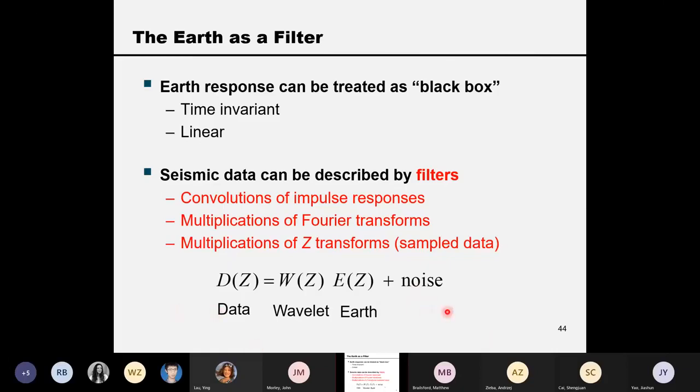So this is the assumed model, and because of superposition, in terms of mathematics, we call it convolution, right? In the Fourier transform domain, we can do the modification. The Fourier transform in this lecture is equivalent to the Z transform. So in the Z transform, we simply do multiplication, right? The Z transform is for sampled data.